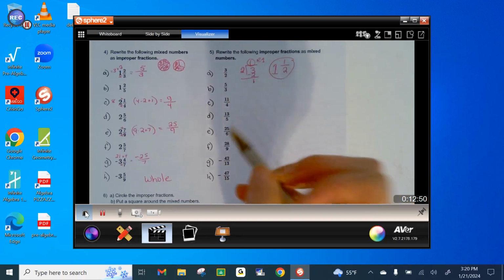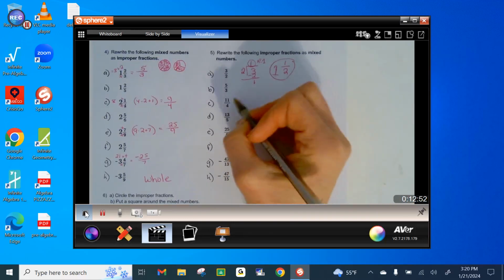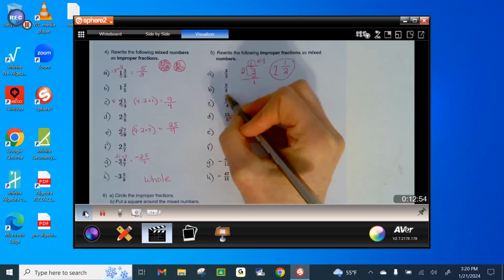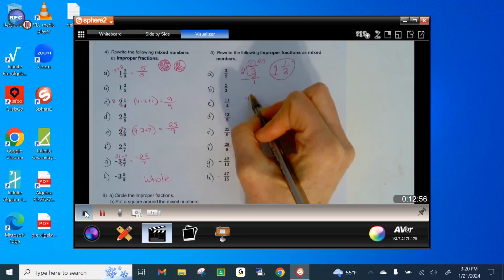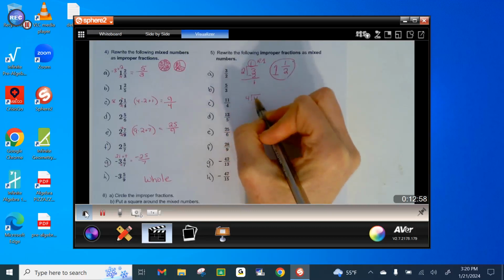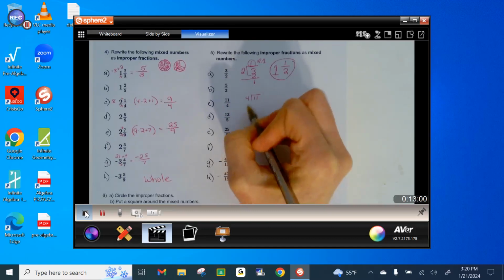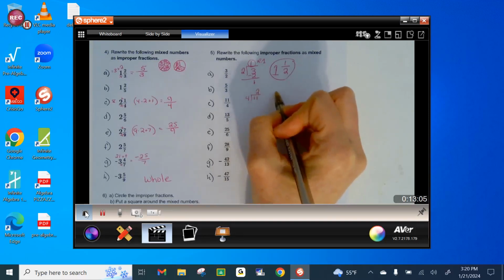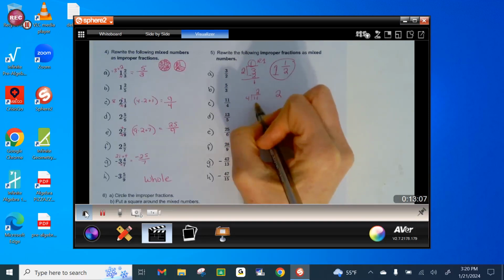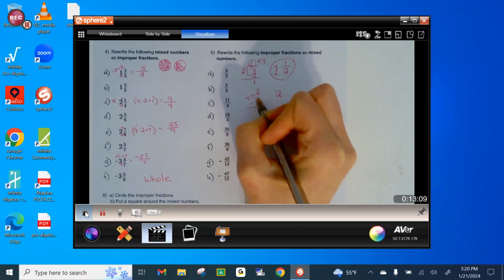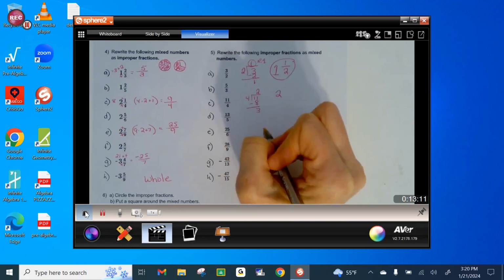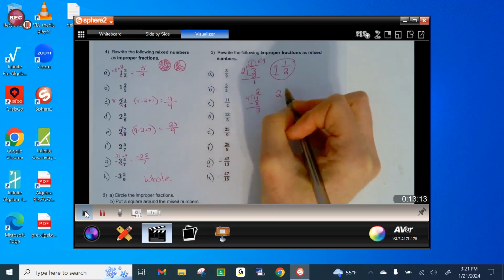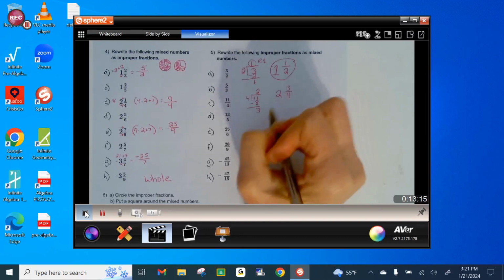Okay, let's try letter C. In order to see how many wholes we have in here, we're going to divide. So 11 divided by 4. 4 goes into 11 2 times, so we're going to have 2 wholes. 2 times 4 is 8. When we subtract, we get 3 left over. Okay, so then we put that 3 over the 4.